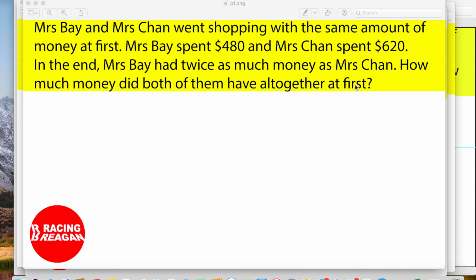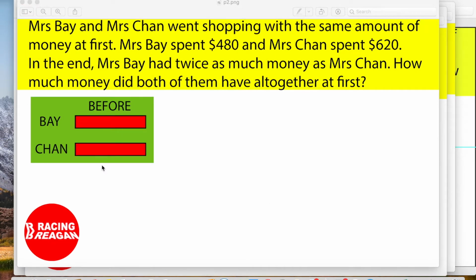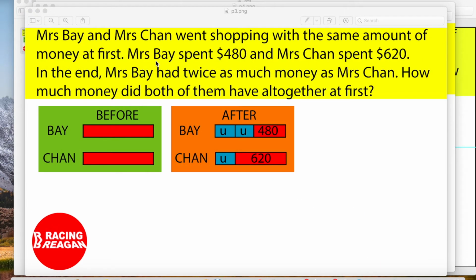So, what you should do is draw a before-after model. This is how you draw your before model first. You put Bay and Chan right here. Put them the same because they said they started with the same amount of money. So, now you go to draw your after model.